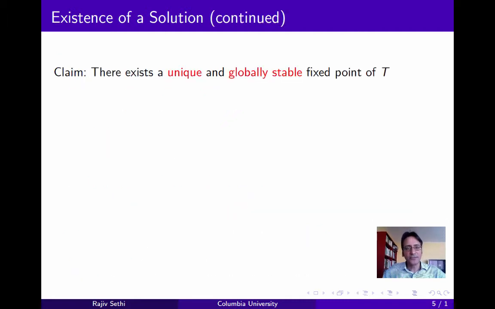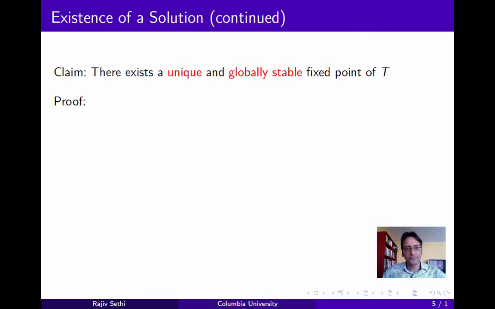Now let's prove the existence of a value function. We want to show that there exists a unique and globally stable fixed point of t, so this is our value function. And furthermore, if you start off with some initial guess w, and you iterate the mapping t, so you compute t of w and t squared of w and so on, this sequence will converge to the same value function regardless of the initial guess. And this in fact is the basis for the method of successive approximations that we used in the last segment. So the global stability of the fixed point tells us that we'll converge to the same value function no matter what our initial guess happens to be.